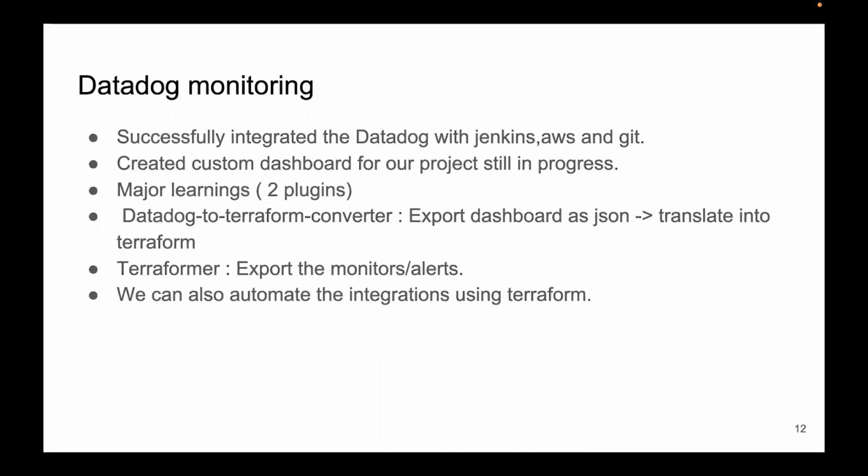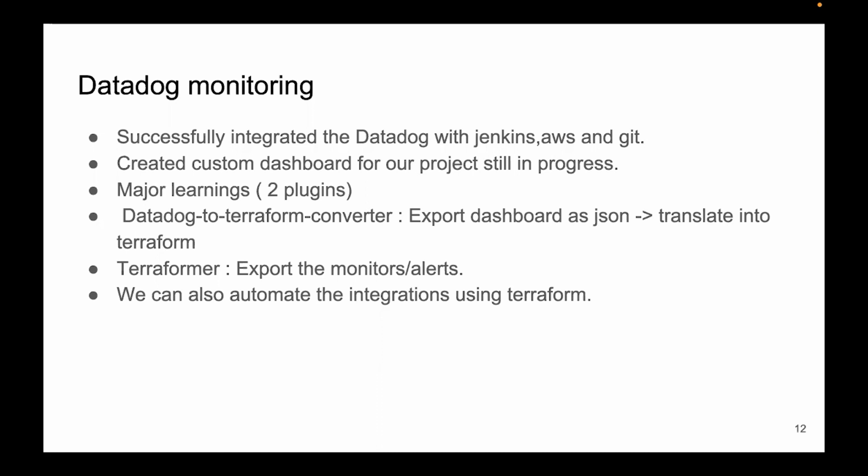Hi everyone, I will be walking you through the updates made in the monitoring using Datadog. For this sprint, we successfully integrated Datadog with Jenkins, AWS, and GitHub. Besides this, we also created a custom dashboard for our project, which we are still improving. Also, the major learning in this sprint was that we could avoid a lot of manual work.